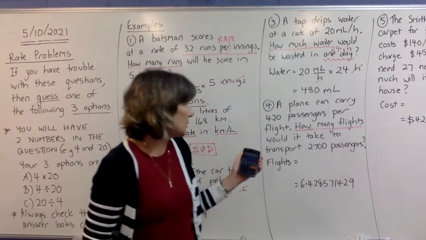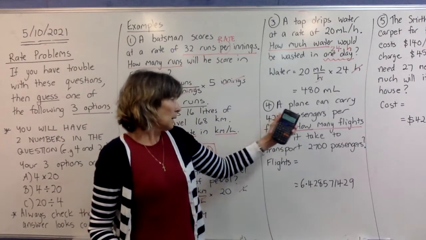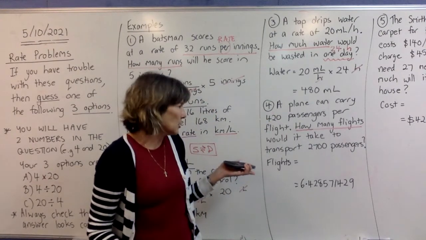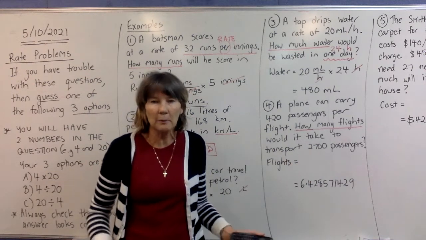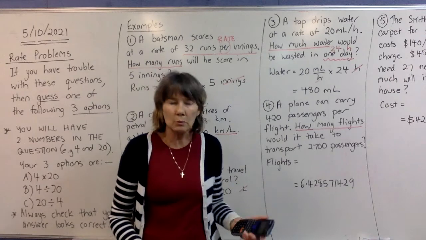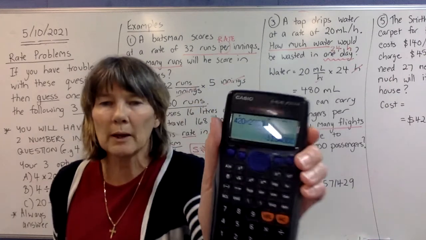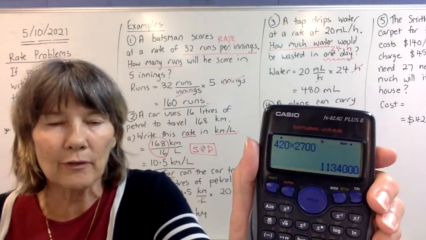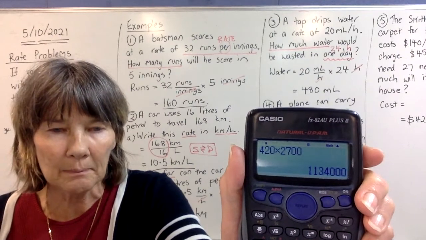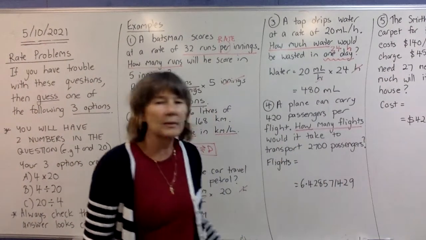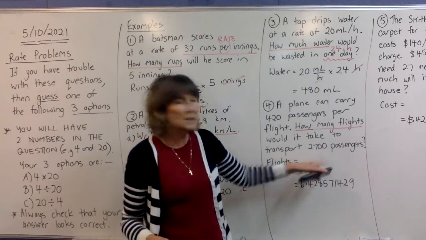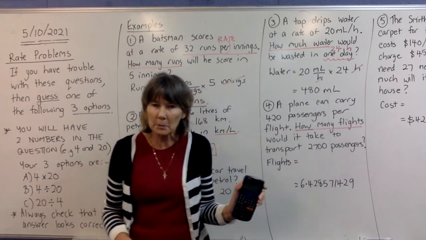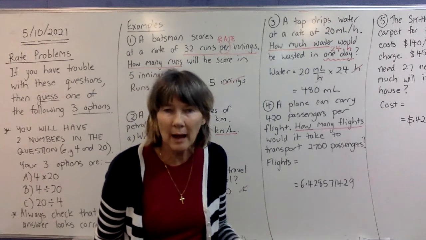So let's see if that answer makes sense. A plane can carry 420 passengers. We need 2,700 passengers to get on planes. How many flights will we need? Do you think we're going to need over 1 million flights to get those people there? When you think about it, that makes absolutely no sense, right? Because 2,700 passengers are not going to be on 1 million flights, are they?